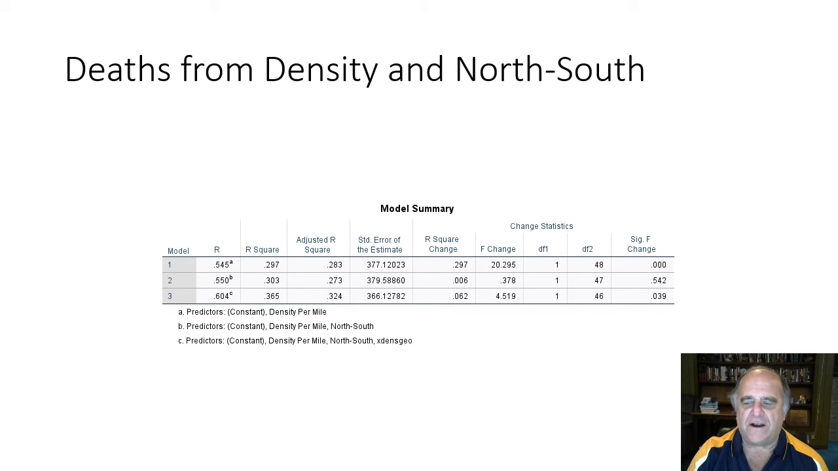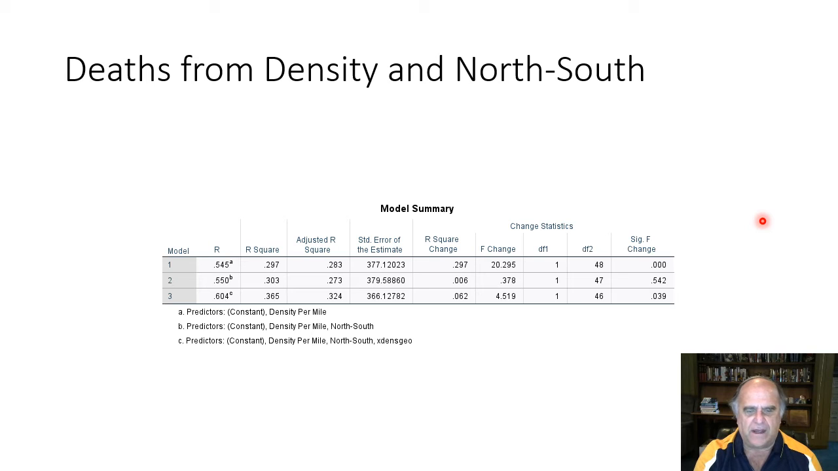Okay, and so here's our first piece of output. Again, it's the model summary. By now, you should be very familiar with this. We have our R. And again, density per mile is highly correlated with COVID deaths, so the R is pretty high. We have our R squared, our adjusted R squared, our standard error of the estimate, our R squared change, our F associated with that change, the degrees of freedom for that F change statistic, and then is the change significant? So this one's a little more interesting because we can see, of course, that density per mile is significant.